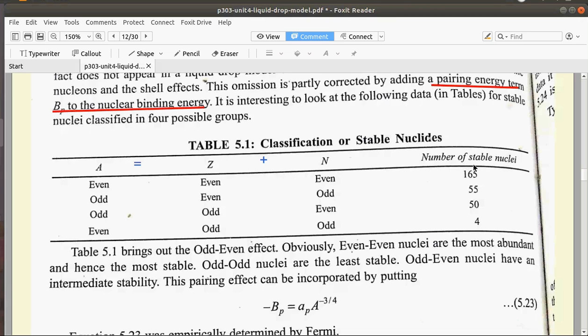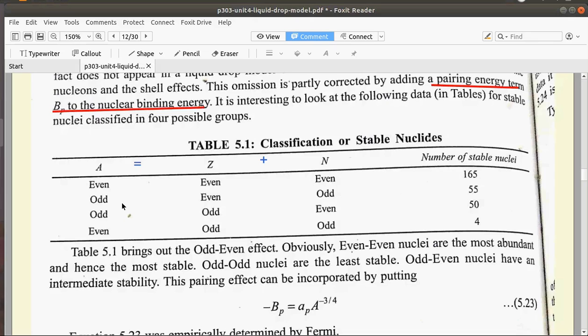If that is possible, then I mean all such combinations, so for 16, 22, 33, whatever number it is, if A is even, Z is also even and N is also even, in that case the total systems which are found to be stable are 165.